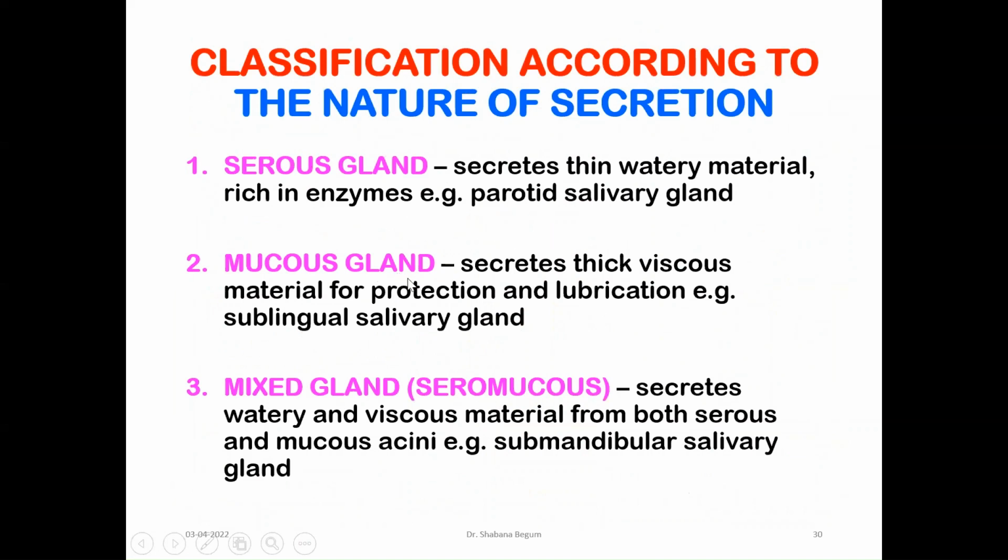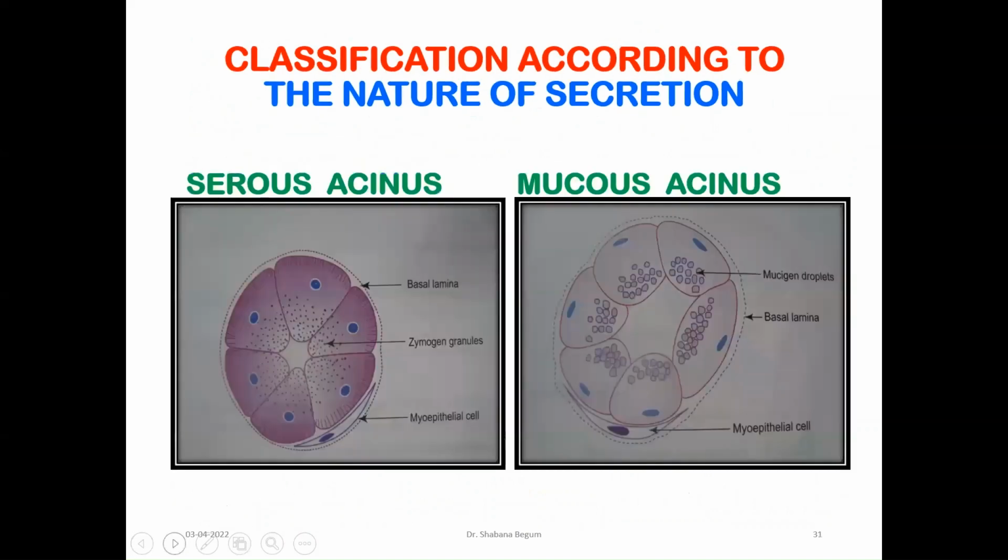The mucous glands, on the other hand, secrete thick viscous material for protection and lubrication. Example is the sublingual salivary gland. The mixed glands have both serous and mucous acini. They secrete watery and viscous material from both the serous and the mucous acini. Example is the submandibular salivary gland.